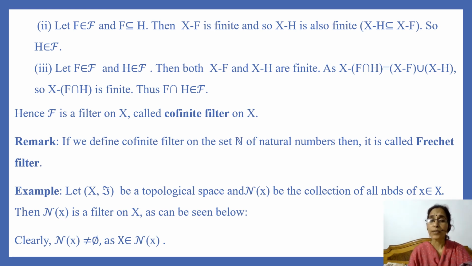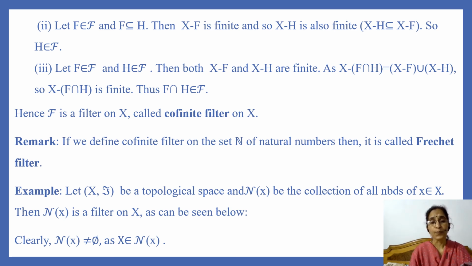Now we have a remark. If we define the cofinite filter on the set N of natural numbers, then it is called the Frechet filter. Let us discuss an example. Let (X, T) be a topological space and N of x be the collection of all neighborhoods of x. Then N of x is a filter on X.